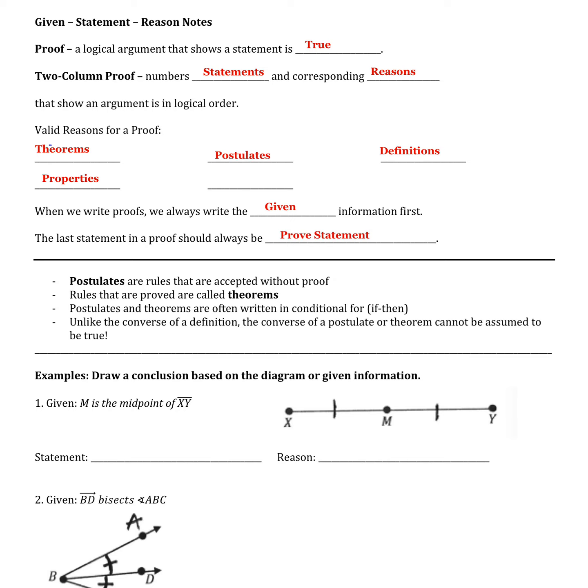Just some helpful hints here. Postulates are rules that are accepted without proof. Rules that are proved are called theorems. Postulates and theorems are often written in conditional form, which is our if-then statement. Unlike the converse of a definition, like our congruence definition, which states that two things are equal or congruent, so we can intertwine them, the converse of a postulate or a theorem cannot automatically be assumed to be true.